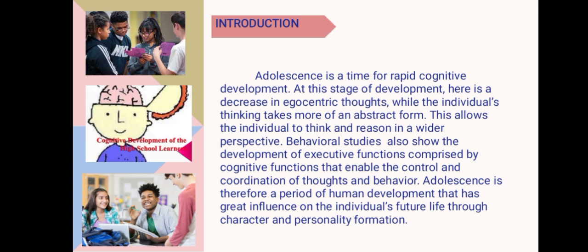Adolescence is a time for rapid cognitive development. At this stage of development, there is a decrease in egocentric thoughts, while the individual's thinking takes more of an abstract form. This allows the individual to think and reason in a wider perspective. Behavioral studies also show the development of executive functions, comprised of cognitive functions that enable the control and coordination of thoughts and behavior. Adolescence is therefore a period of human development that has great influence on the individual's future life through character and personality formation.